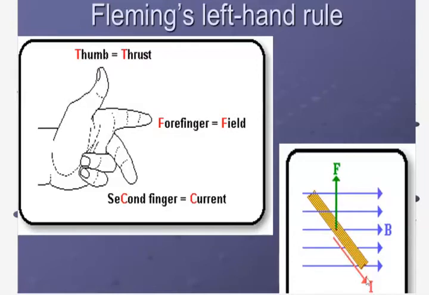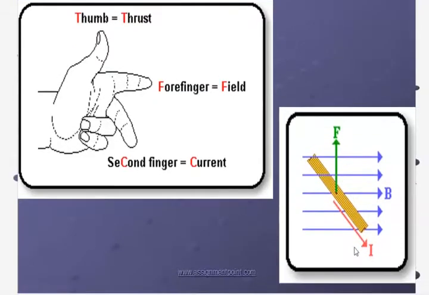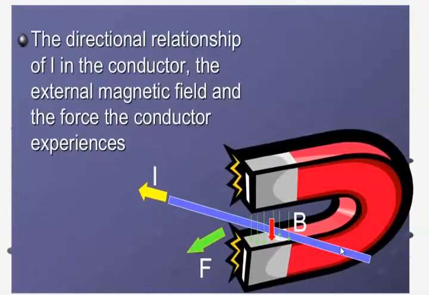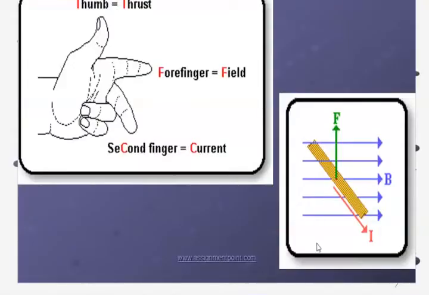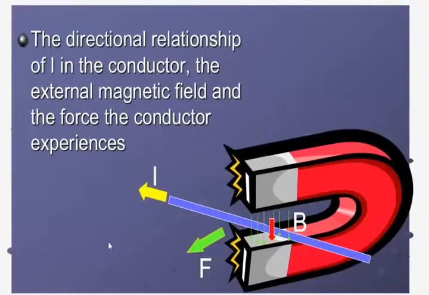If the direction of current is reversed, then the direction of force also gets reversed. Or if the direction of the magnetic field is reversed, then the direction of force also gets reversed. Now, okay, so you have got it. And now this is the directional relationship of the current in the conductor, the external magnetic field B, and the force the conductor experiences.